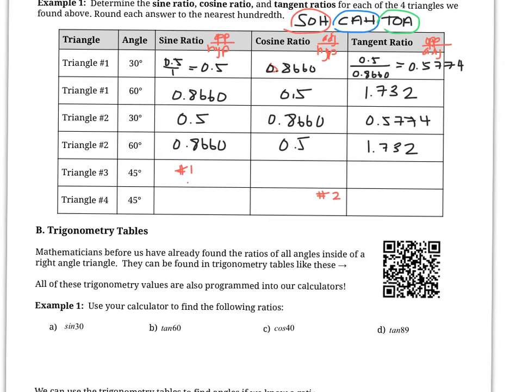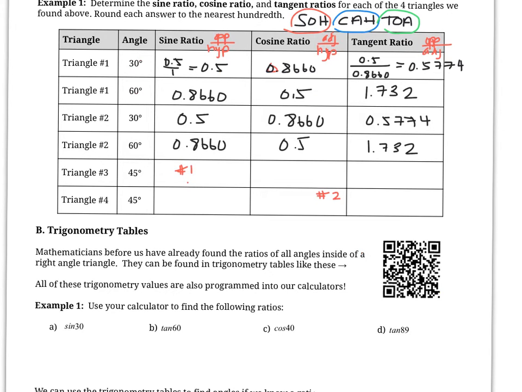Lucky for us, mathematicians before us have already found the ratios of all the angles inside of our right angle triangle. And they can be found in something called trigonometry tables. And if you scan our QR code on your worksheet, you can see these trigonometry tables. And take a look at 30 degrees and 60 degrees, and you're going to see these ratios here.